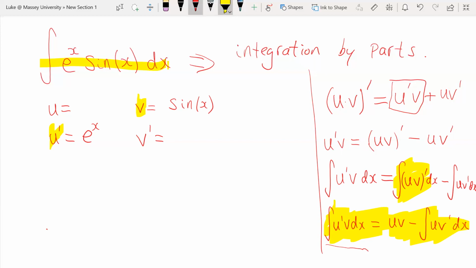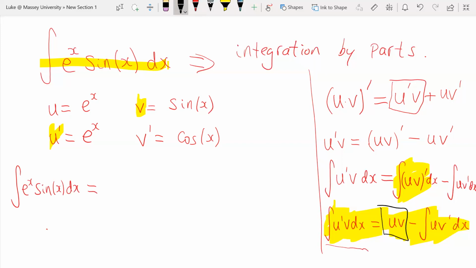So let's calculate u. u is just found by integrating u prime. So integrate e to the x, it's just e to the x. And v prime is found by differentiating v. So if we take sine and we differentiate it, we get cosine of x. Okay, and so now we can use our integration by parts formula to write down the integral of e to the x sine of x.